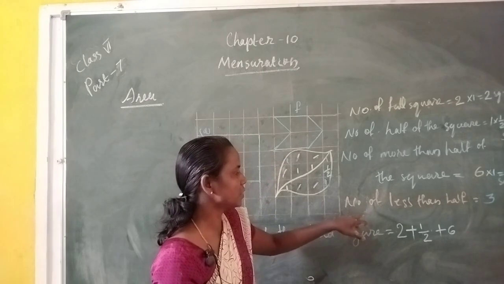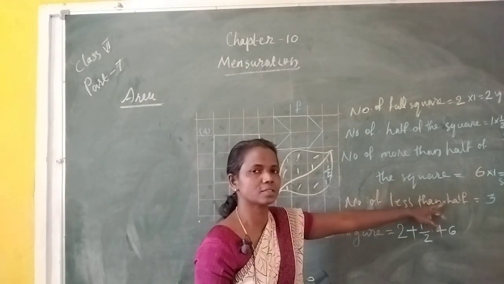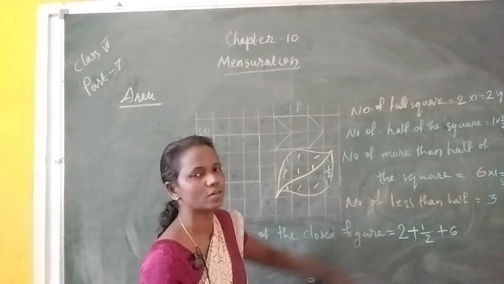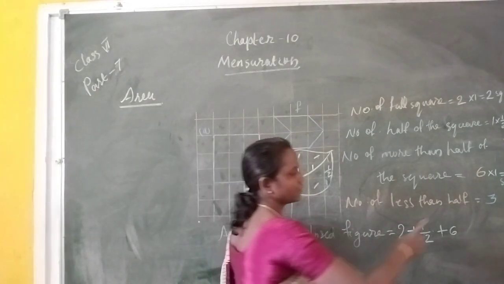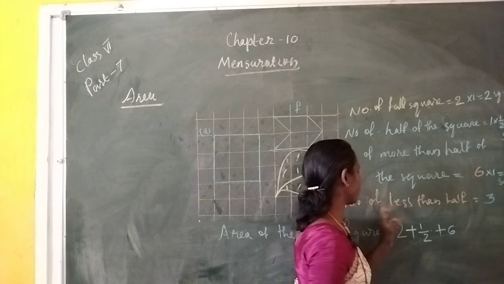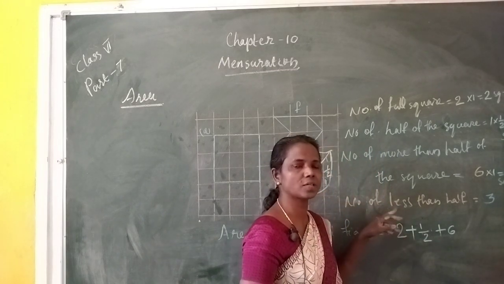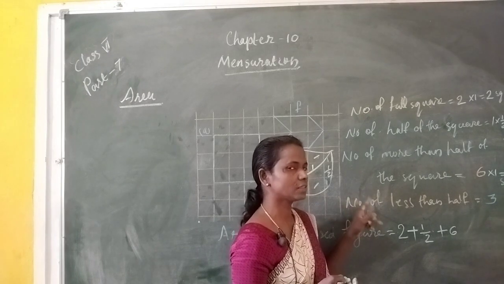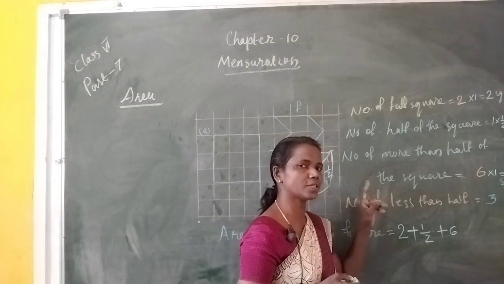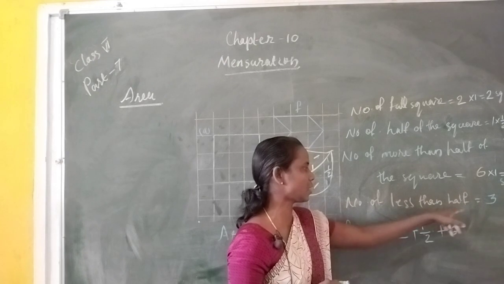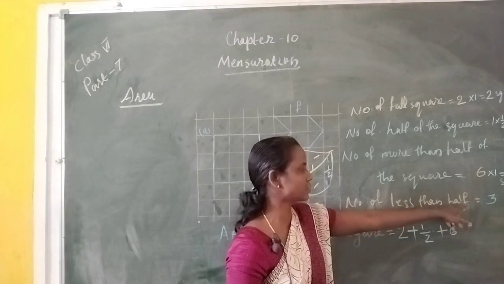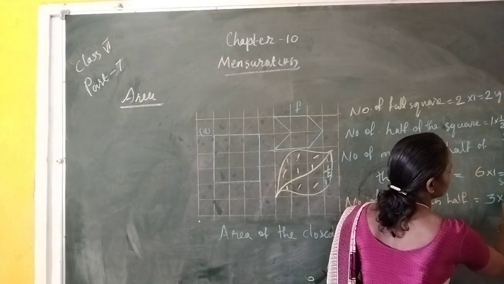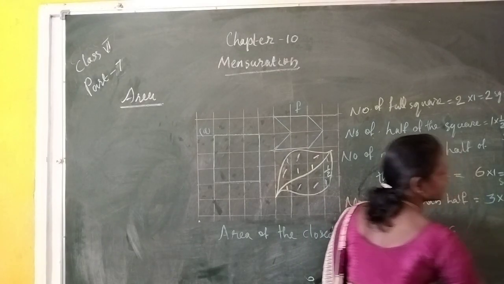Then number of less than half, how many square? How many less than half of the square? 3. So this less than half of the square we take as 0. What is less than half will come, we take as 0. So here how many less than half square? 3. So 3 into 0 is equal to 0.